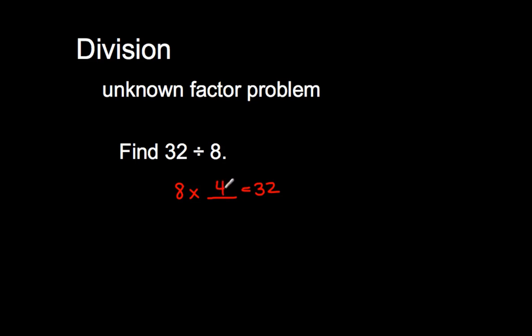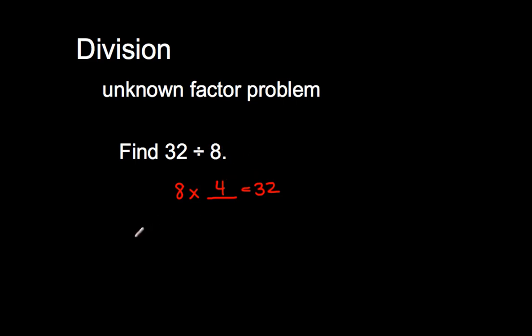We're being asked to find the unknown factor. That's what a division problem is. So when you see 32 divided by 8, you're really being asked, 8 times what number gives me 32? And the answer to that question is 4. So that's why 32 divided by 8 is 4.